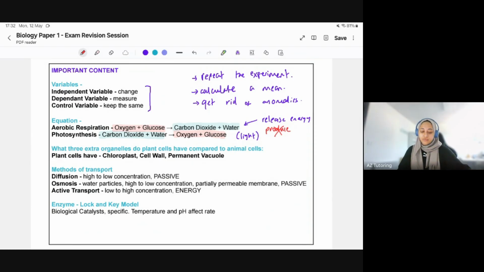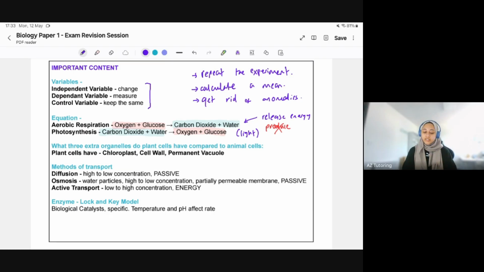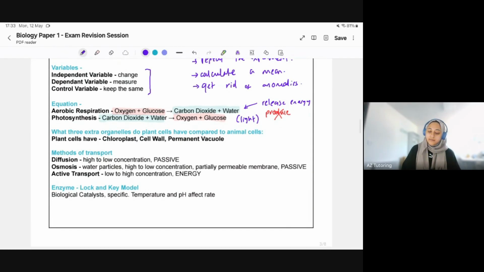Okay, so aerobic respiration means with enough oxygen. Now, if there wasn't enough oxygen, then anaerobic respiration would take place. Now, remember, anaerobic respiration is different for both an animal cell and a plant cell. So in an animal cell, just like us as well, lactic acid would get produced. And that lactic acid, that's what causes the stitch feeling.